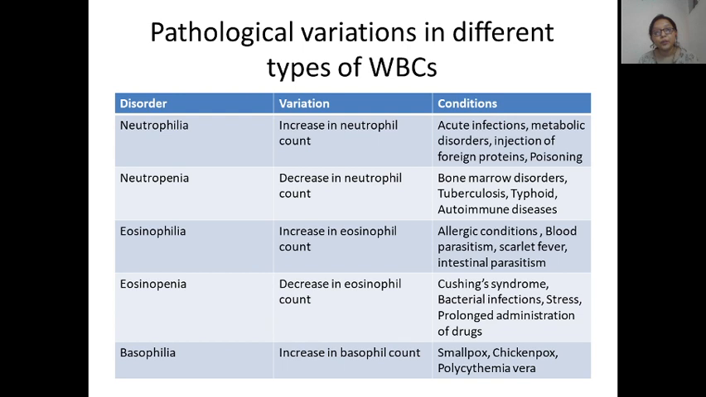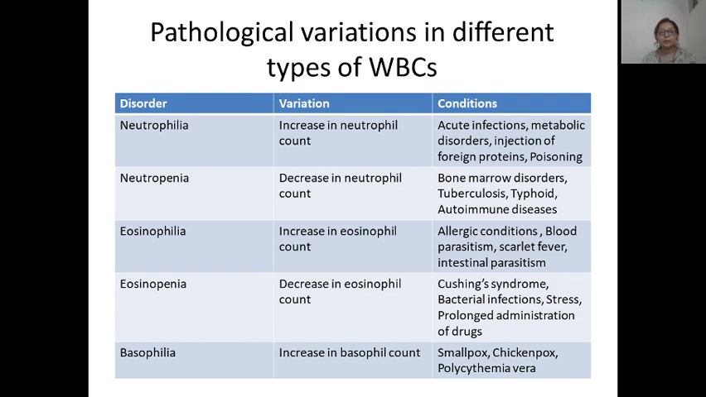Now, what are the pathological variations in different types of WBC? Neutrophilia, which is the increase in the neutrophil count, happens when there is an acute infection, metabolic disorders, infection with foreign proteins, poisoning by various metals, or any injections. Neutropenia is a decrease in the neutrophil count, and it happens in bone marrow disorders, tuberculosis, typhoid, and various autoimmune diseases.